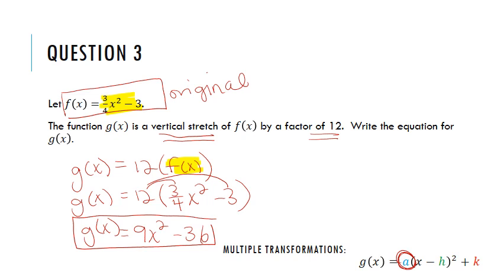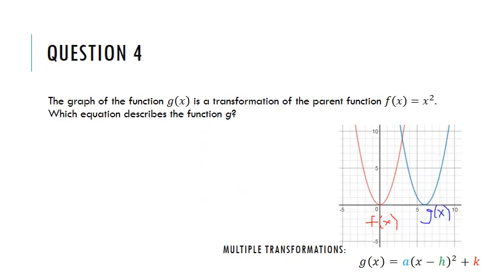All right, so that takes care of question number 3. Go ahead and answer that one, and we'll move on to question number 4. So in question 4, the graph of the function g of x is a transformation of the parent function f of x equals x squared. So the parent function, that's our starting point, that's our original. And you can see that right here in red. It's labeled for you. And I want to know which equation describes the function of g of x.